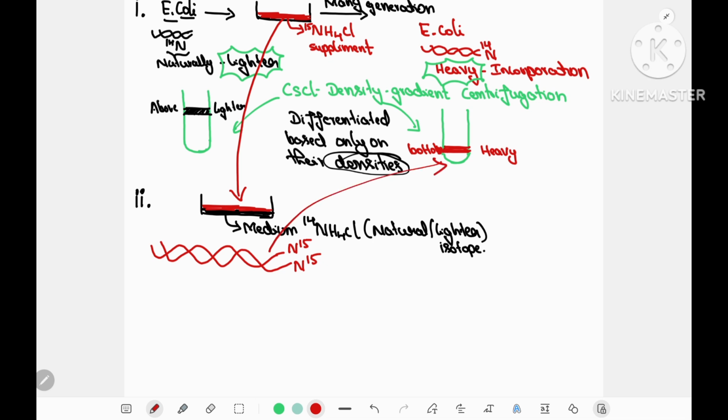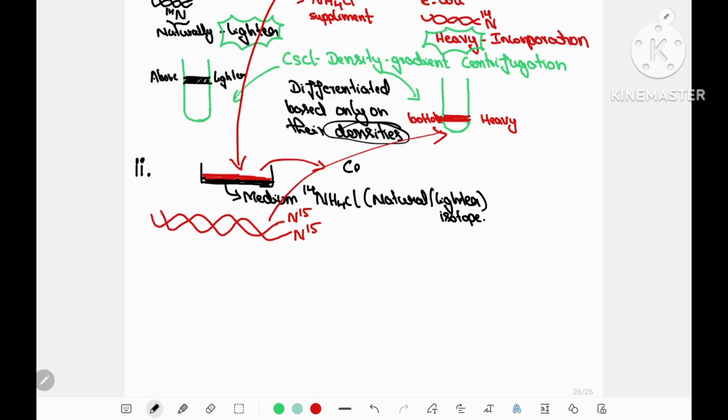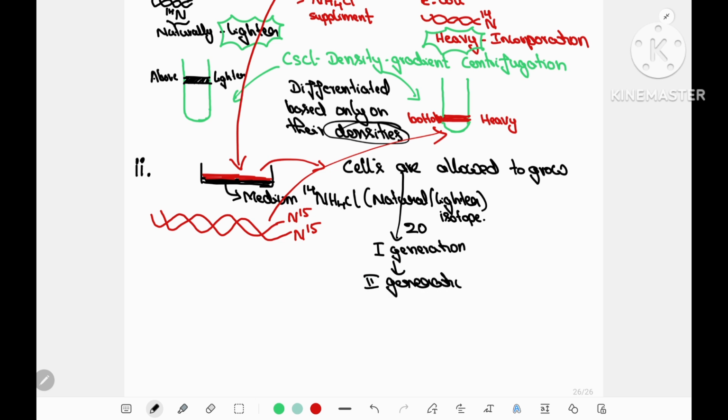So what I am explaining is, they took the Escherichia coli bacteria which was grown on N15 medium for many generations. Now what does its DNA contain? Only N15. Now the cells are allowed to grow on NH4Cl, that is a nitrogen 14 containing medium. If it is allowed to grow for 20 minutes, that will be the first generation. After 40 minutes, it will be the second generation. After 60 minutes, it will be the third generation, and so on. Okay, so this was what they did.